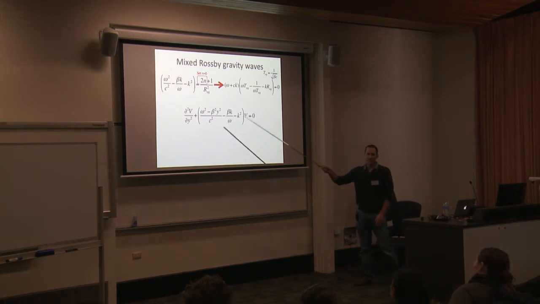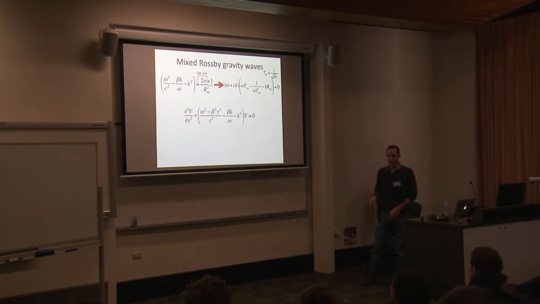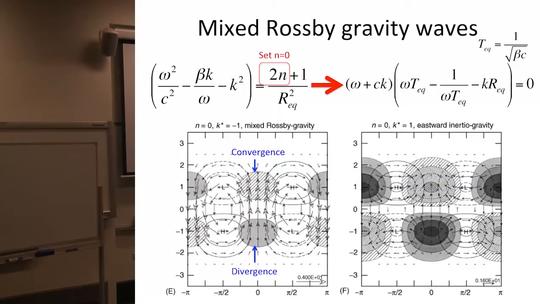So when you're plugging it back into V, you're identifying the meridional profile of this solution. You're going to know that your mixed Rossby gravity wave is going to be asymmetric about the equator, and you've got low pressure south of the equator and high pressure north of the equator. That's what we get from our V equation. Then you can put that into the U and the eta and get the rest of these fields. So you can see it's asymmetric about the equator. There's no zonal flow on the equator.